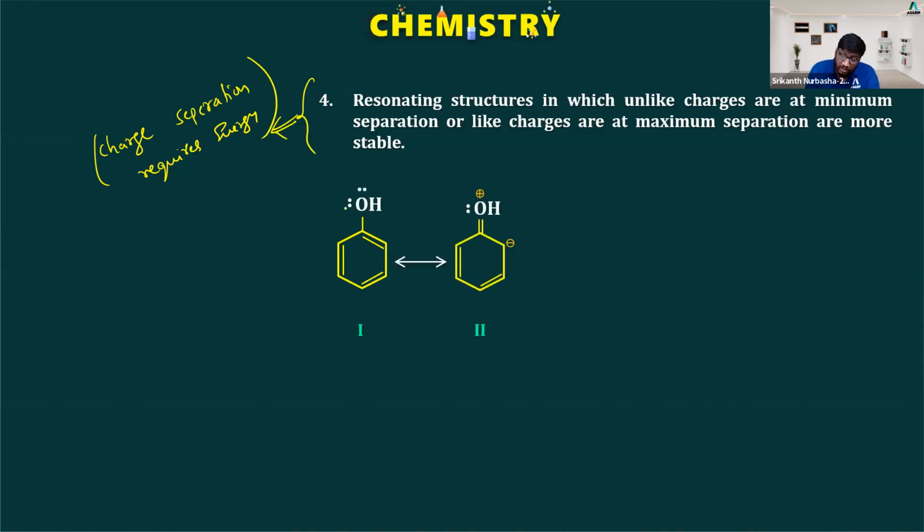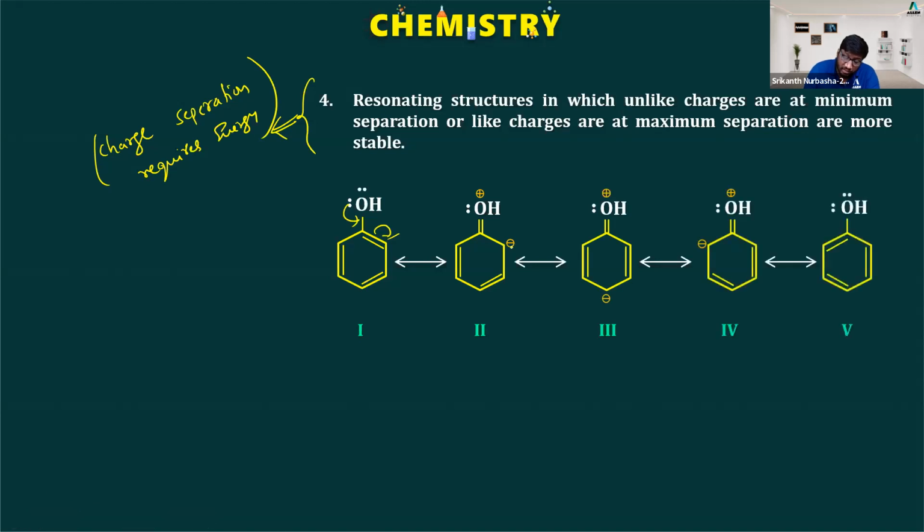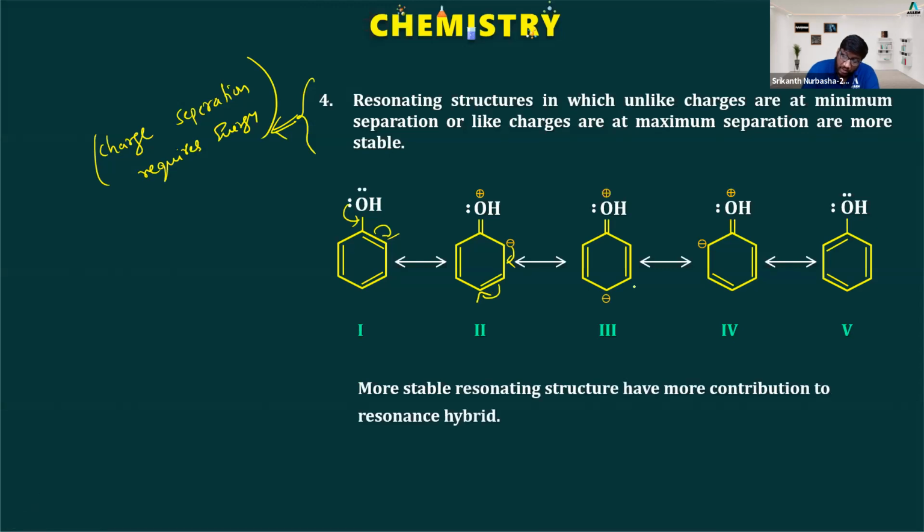So the lone pair of electrons on oxygen comes in, and the pi electron density subsequently moves away, giving negative charge at ortho. Write down all the resonating structures: you will get negative charge coming in and pi electron density moving away. You will get the third structure, that is para position negative, again ortho negative. Again you will have phenol, but just a change in the position of the double bonds. More stable resonating structures have more contribution to the resonance hybrid.